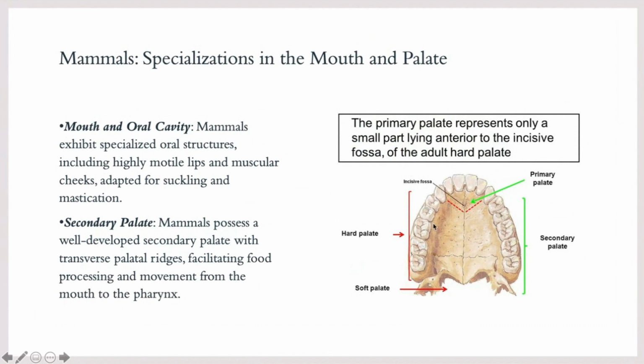We also developed a secondary palate for the first time. Here is the primary palate that you can see, and here is the secondary palate. Mammals are the first animals to have this secondary palate. All the other vertebrates before only had the primary palate. But mammals developed the secondary palate because mammals are usually larger animals and need more nutrients, so they eat more, and they need the secondary palate to help push that food back to the pharynx and then down into the esophagus. So that's why we developed this secondary palate.